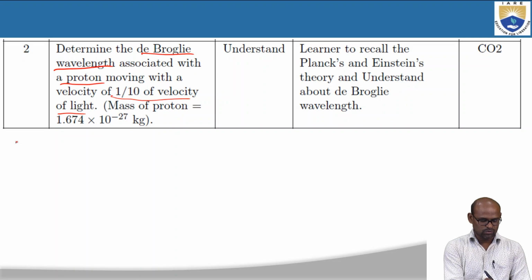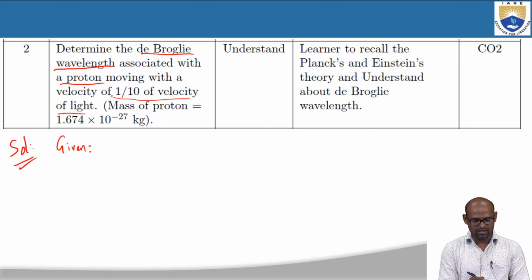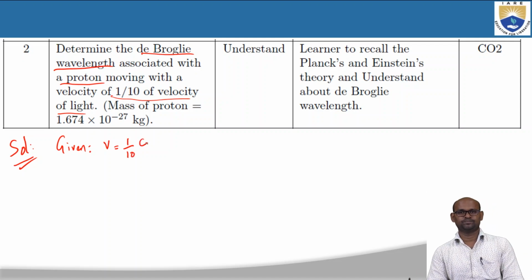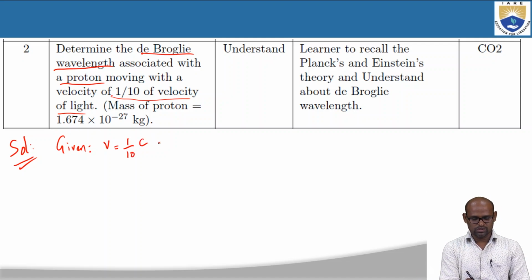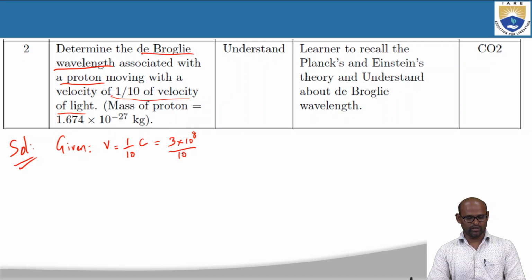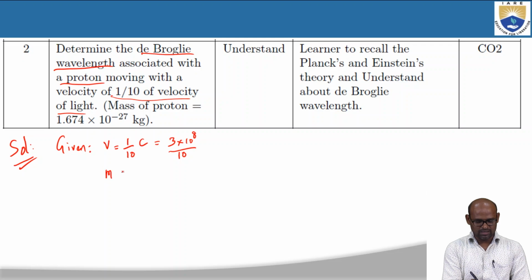To start with the solution, first we need to write whatever is given. They have given us the velocity v as 1 by 10 into the velocity of light, c. We should know c: 3 into 10 power 8 meters per second. So v is 3 into 10 power 8 divided by 10. The mass of the proton is also given, 1.674 into 10 power minus 27 kg.